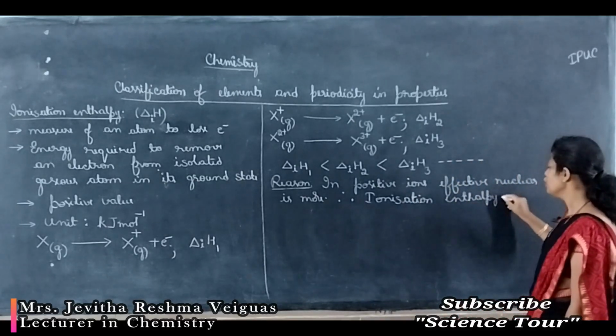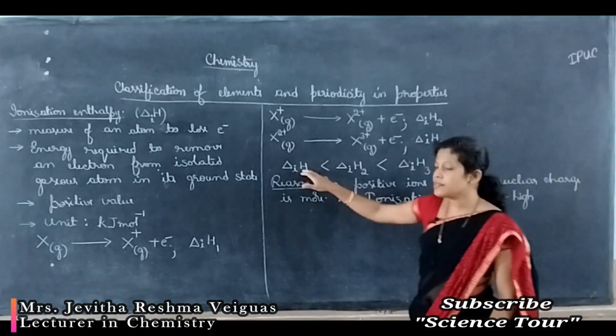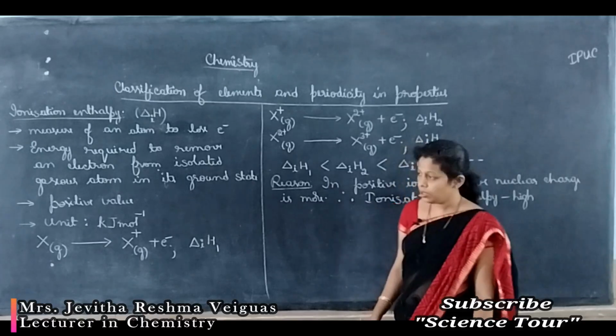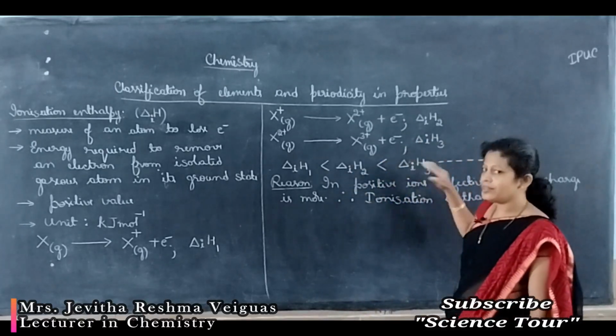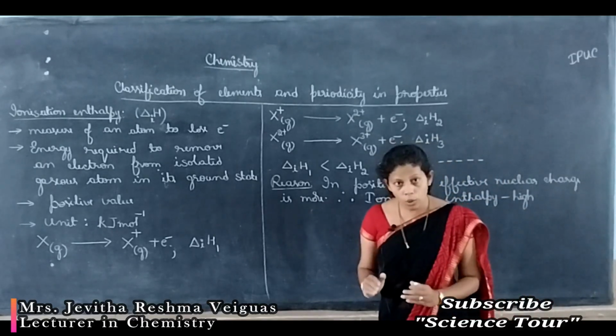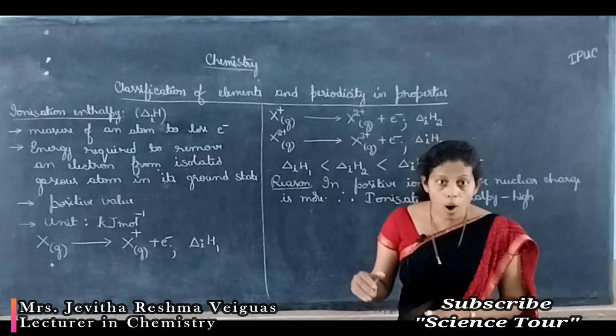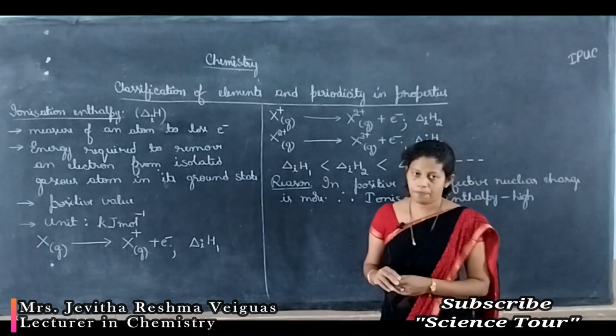So remember, removal of electron is easy from neutral atom than monopositive ion than dipositive ion. So low ionization enthalpy means removal of electron is easy. Loss of electron becomes easy.